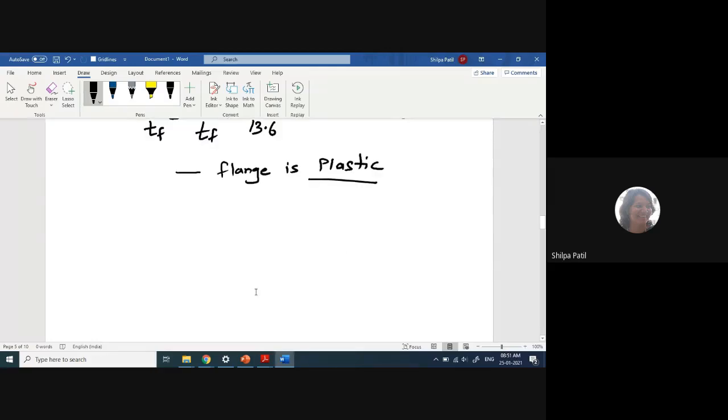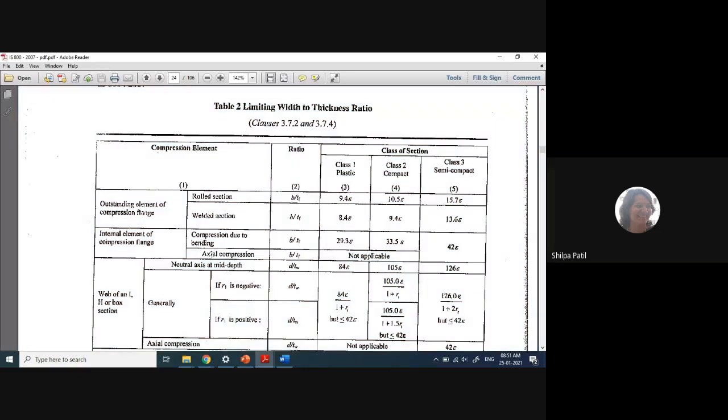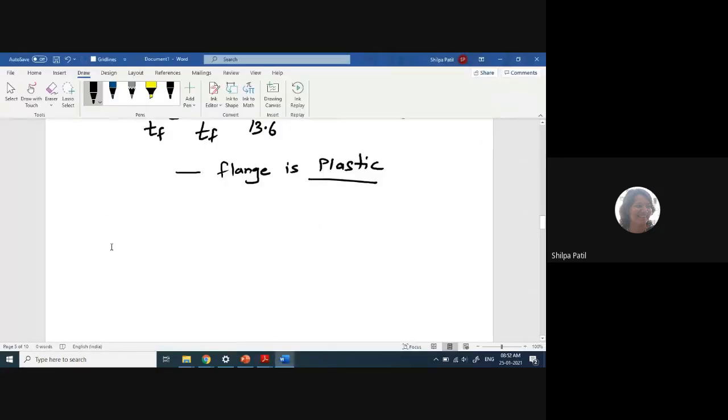Now in case of channel section, when we consider web of a channel, there is no category such as neutral axis at mid depth or axial compression. So channel section, whatever we are using for beam, the same we are using for column. So there is no separate formula for beam and column. Okay. So for web of a channel, there is only one formula, D by TW. So let us find out that value first. I will simply write down here web of a channel.